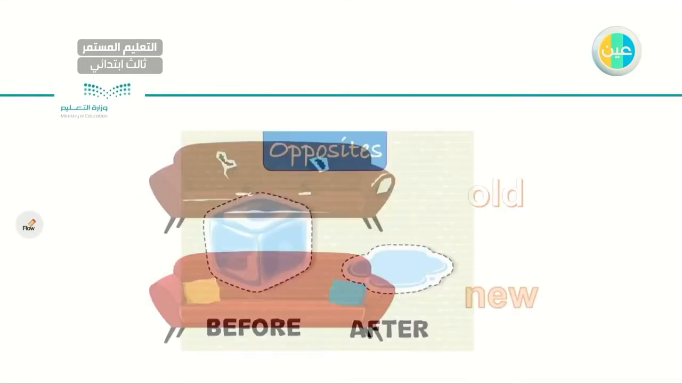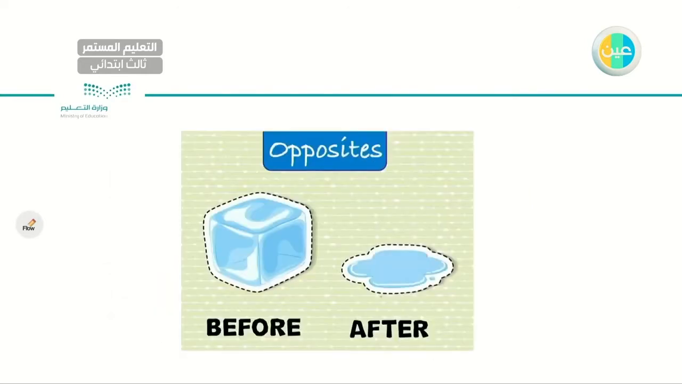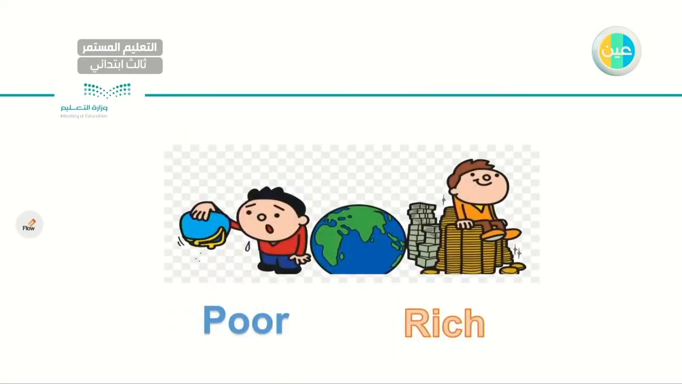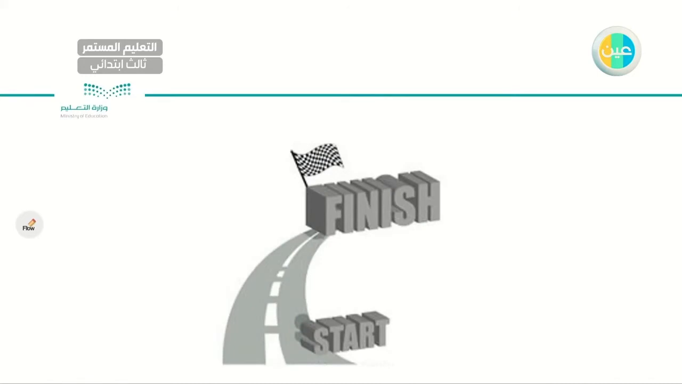Okay, let's go through the adjectives one more time. Let's read them together. Old, new, before, after, poor, rich, sunrise, sunset. And the last one, start and finish. Very good.